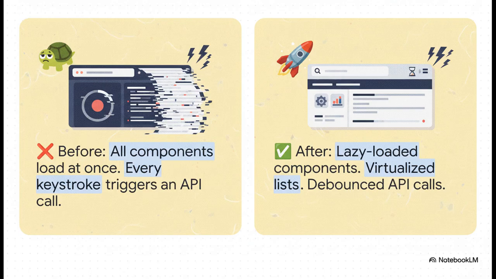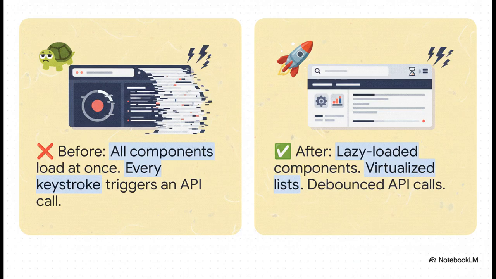Okay, let's imagine a classic, complex dashboard. In the before world, it's a performance nightmare. It tries to load every single chart and table right away. It's trying to render a list with 5,000 items, which probably freezes the browser. And a search input is firing off an API call on literally every single keystroke. It's a disaster.